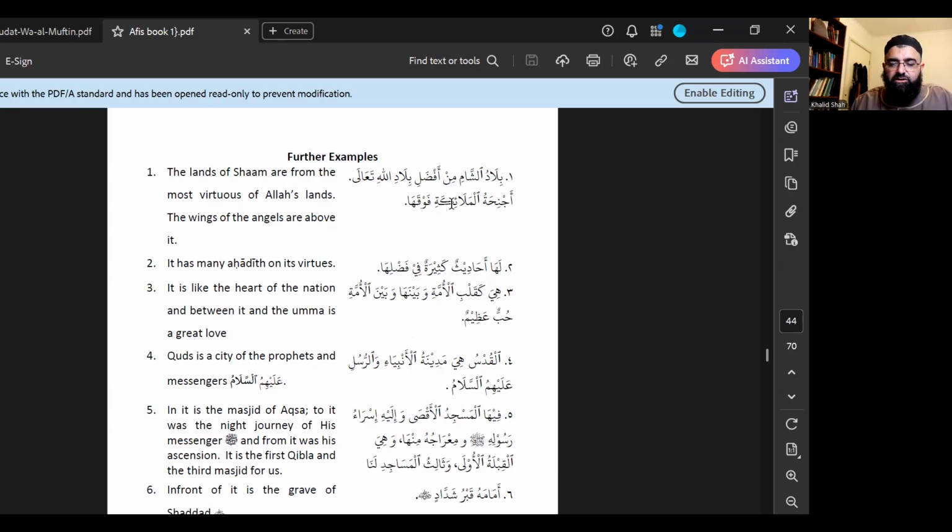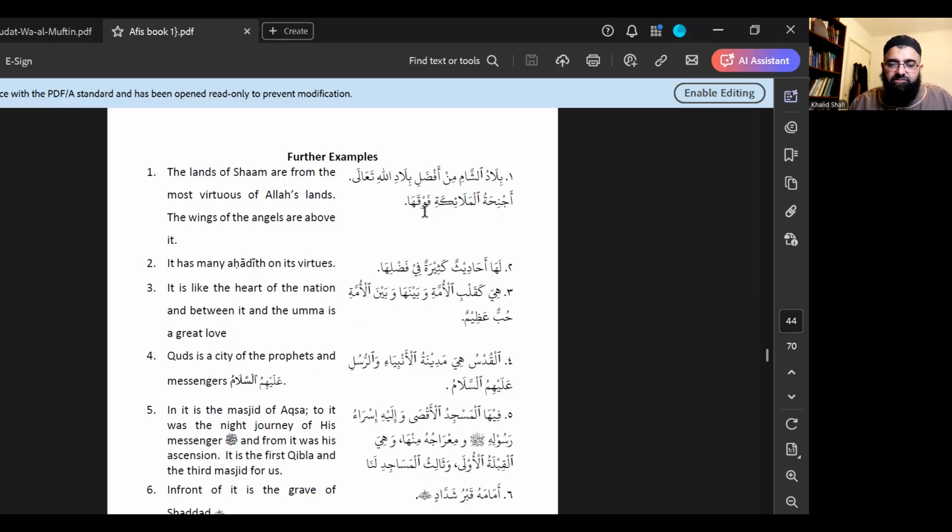Biladu Shami, the land of Sham. Sham is referring to, I think it's translated as Levant, which is like Syria, Jordan, Palestine, Lebanon. So Biladu Shami, mudaf ilayh. Min is from afdali, so jar majrur, afdali. Afdali is majrur because it's got a kasra there. Min afdali, Biladillahi, mudaf mudaf ilayh, and then lafz jalal is also mudaf ilayh to biladi, from the most virtuous of the lands of Allah subhanahu wa ta'ala.